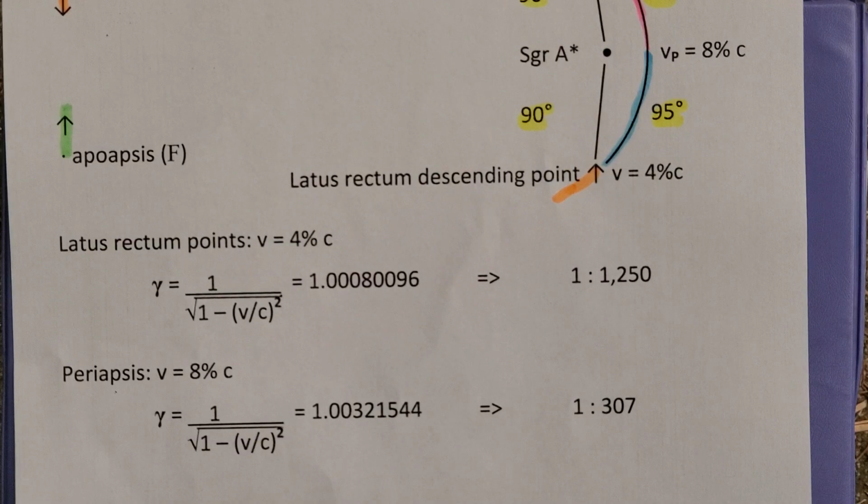There's another matter near the periapsis. At a velocity of 8% c, we have a time dilation of 307 to 1, or over 4.5 minutes per Earth day. The relatively short distance covered in 4.5 minutes each day at 8% c, when compared to the distance to Sagittarius A*, means that there is a relatively large arc for the short time that the star passes from the latus rectum descending point through the periapsis, blue, to the latus rectum ascending point, red.